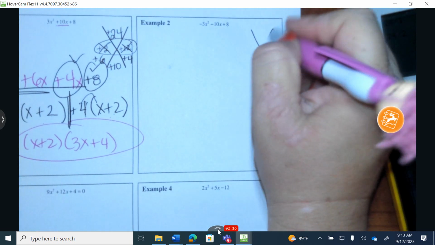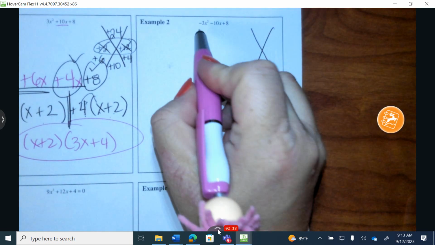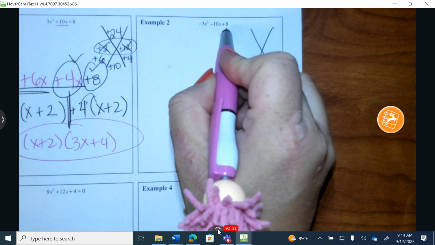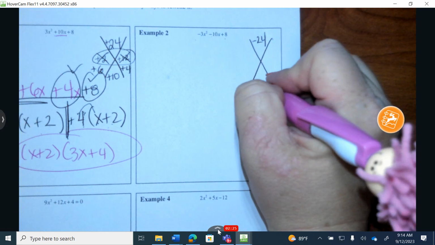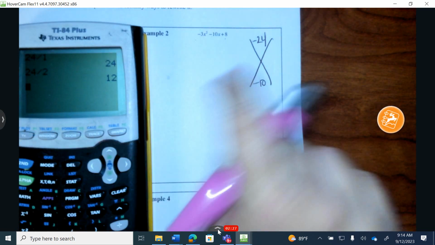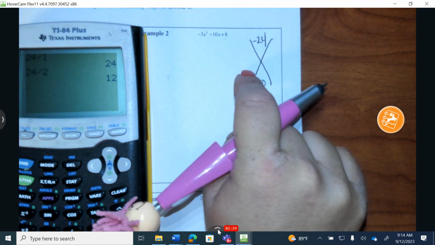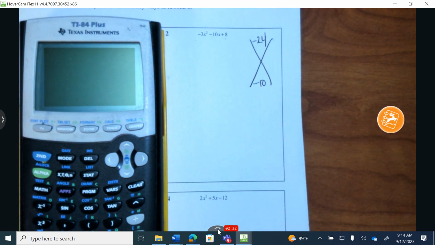Number 2, please make your x off to the side. Negative 3 times positive 8 is a negative 24. And my b is a negative 10. Again, awesome if you know, great number sense, and you know this combination, then go ahead. I'm going to explain it as if somebody did not.